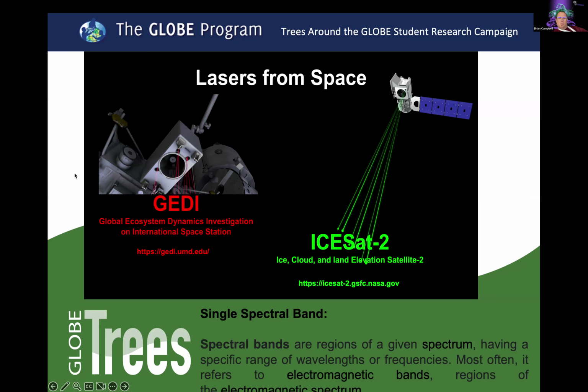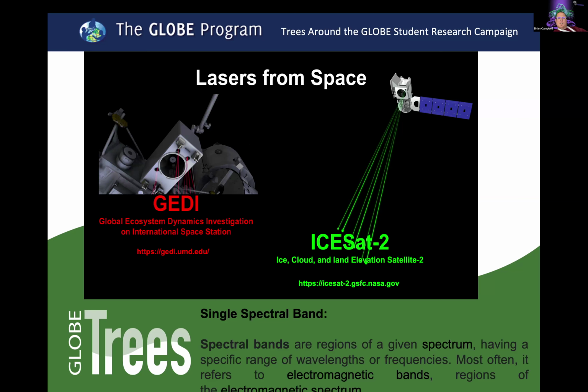GEDI, also known as the Global Ecosystem Dynamics Investigation, is an instrument on the International Space Station. It is not its own independent satellite. It is an instrument that is attached to the International Space Station, and it focuses just on measuring the height of tree forest canopies between 51.6 degrees north and 51.6 degrees south latitude. It only focuses on the forested areas.